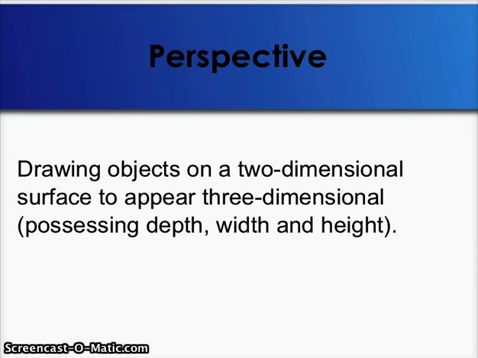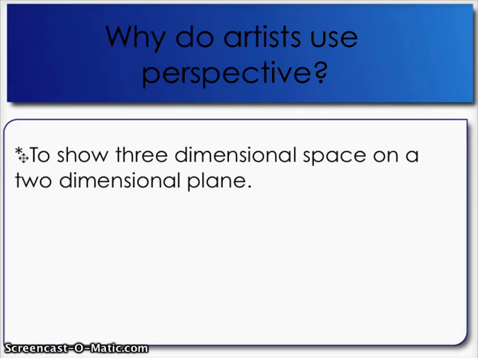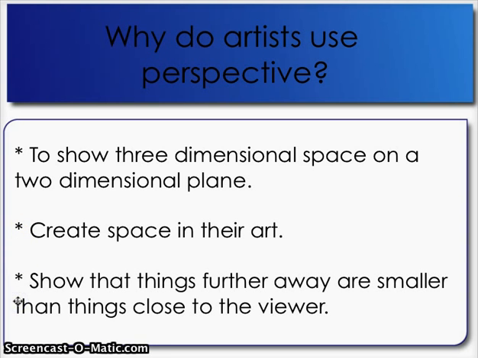Line is often used in perspective, which is drawing objects on a two-dimensional surface, making them appear to be three-dimensional, as if possessing depth, width, and height. Why do artists use perspective? The main reason is to show three-dimensional space on a two-dimensional plane, similar to a paper or a canvas, to create space in their art, and to show things further away as smaller than things that are closer to the viewer.